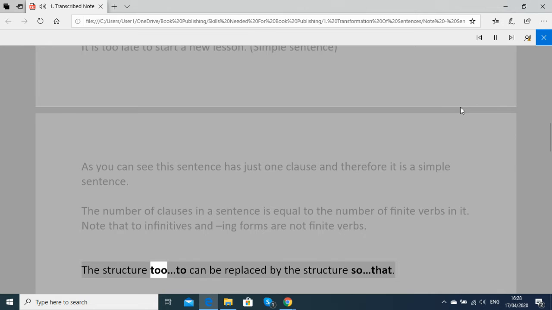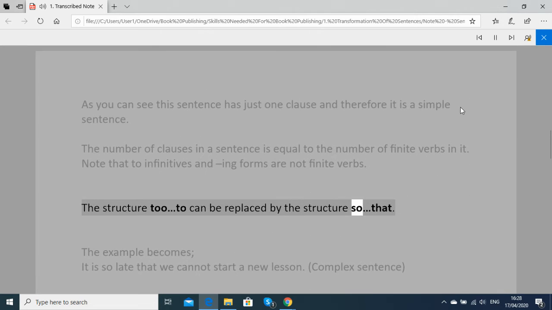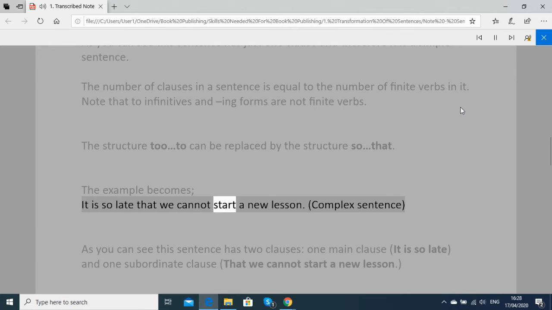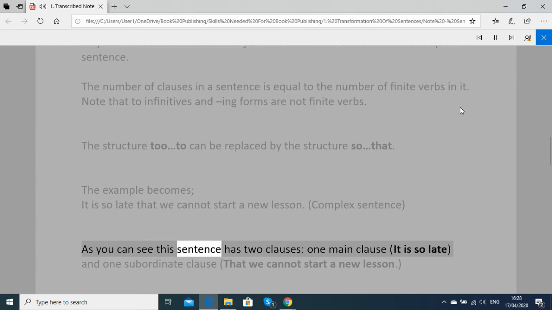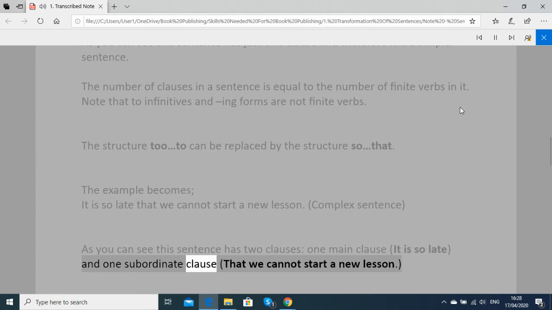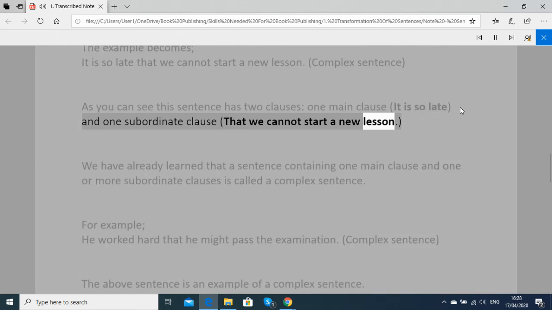The structure "too...to" can be replaced by the structure "so...that." The example becomes, "It is so late that we cannot start a new lesson." Complex sentence. As you can see, this sentence has two clauses, one main clause, "it is so late," and one subordinate clause, "that we cannot start a new lesson."